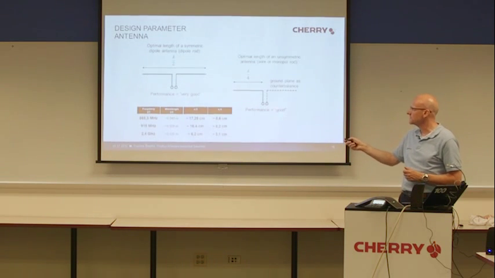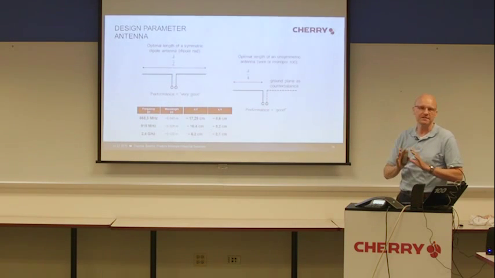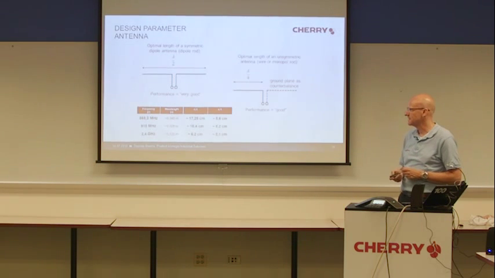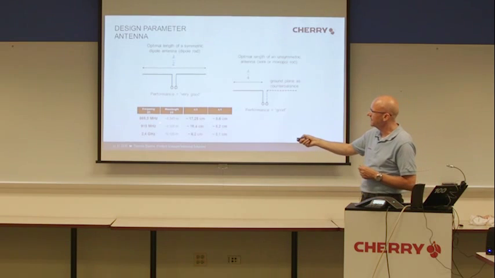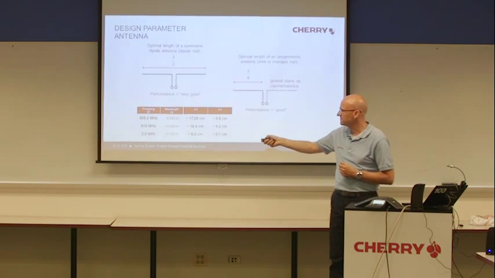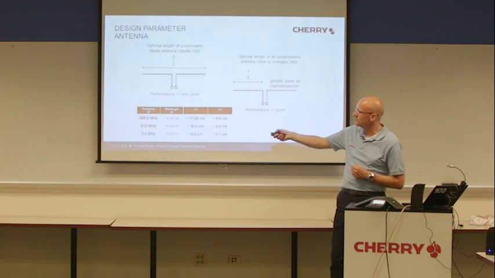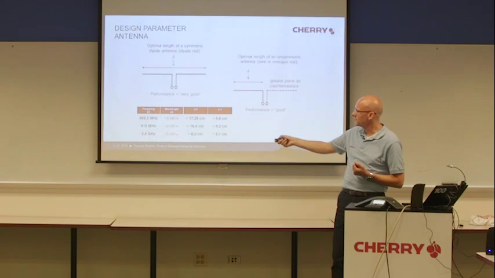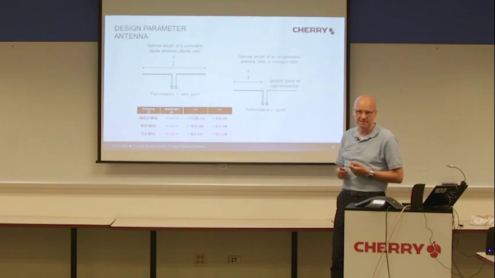And the performance of such an antenna, we can say, is good. Not very good, but acceptable. The length of the antenna depends on the frequency, and in the table below, you can see the optimal length for different frequencies. For 868 megahertz or 950 megahertz, the antenna length is about 8 centimeters, and for 2.4 gigahertz, it's only 3 centimeters.